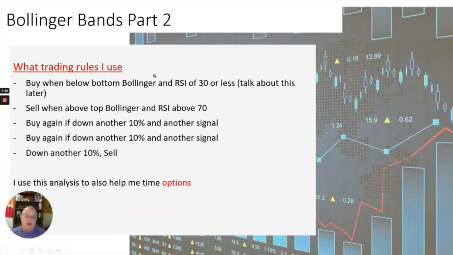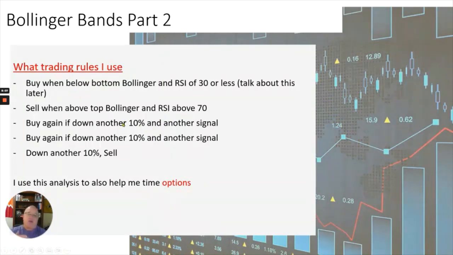So what trading rules do I use? Combining relative strength and Bollinger Bands. When it is below the lower Bollinger Band and the relative strength is 30 or less, I buy. I sell when it gets above the top Bollinger Band and relative strength is 70 or higher. On the way down, and this is how you save yourself in down markets, if it hits the lower Bollinger Band and I buy it, and it keeps going lower, and I get another signal where it's below the lower Bollinger Band with relative strength below 30, and it's down 10% or more, I will buy again.